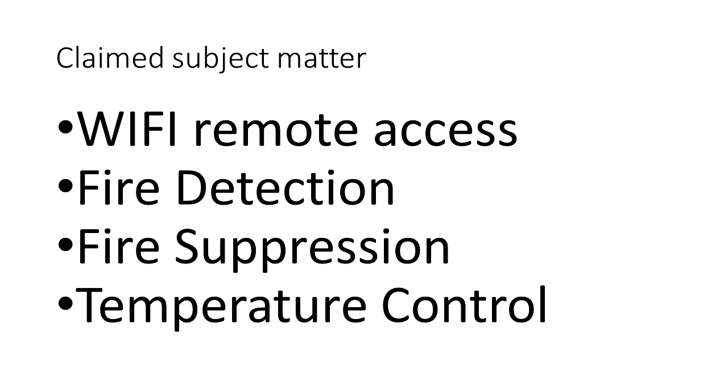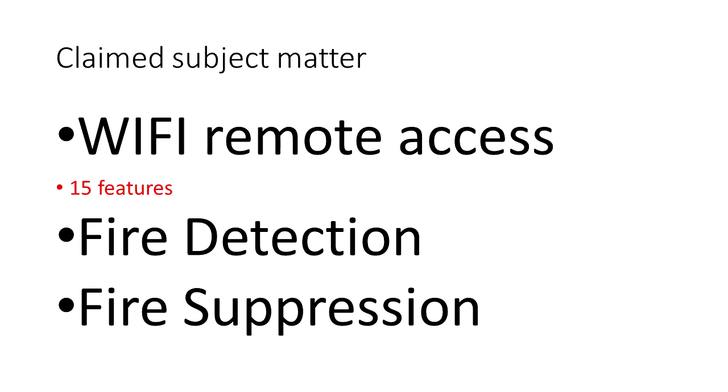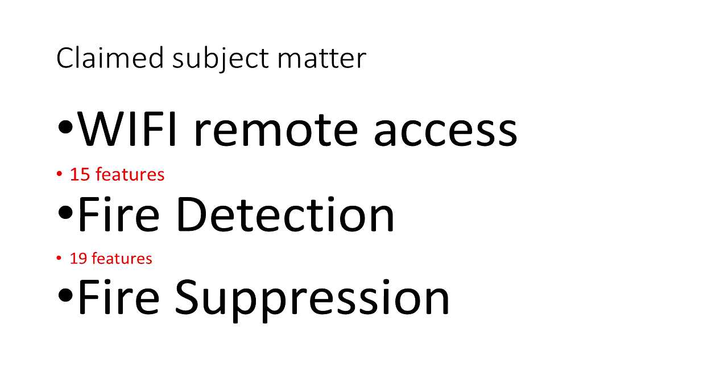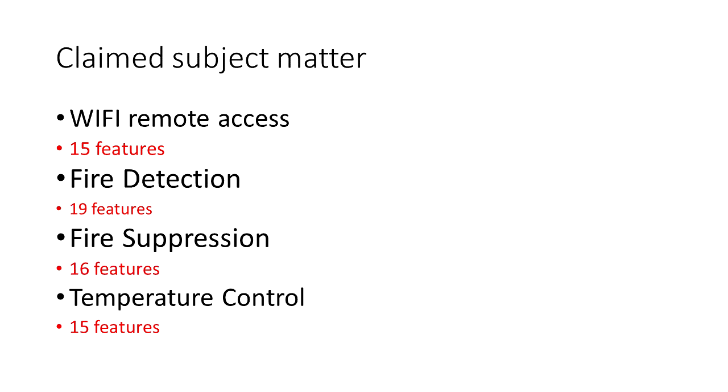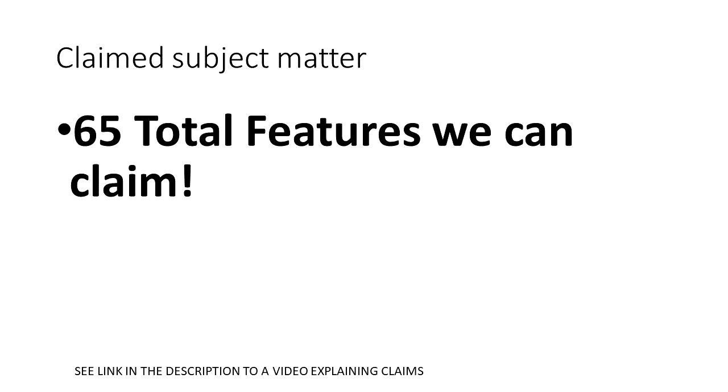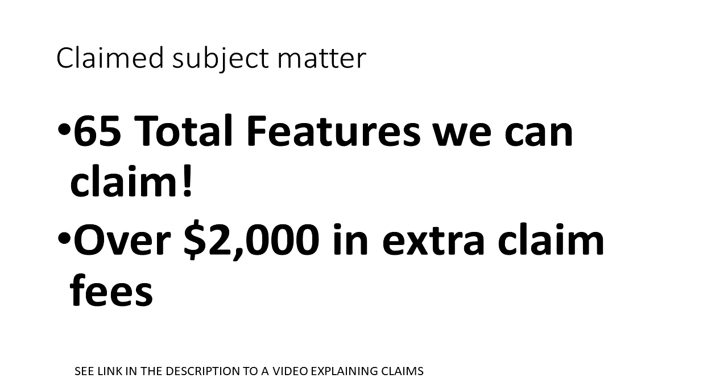Just to recap, we have multiple things that we can claim in each of these areas: Wi-Fi remote access, fire detection, fire suppression, and temperature control. For the sake of example, let's say we have 15 different features involving Wi-Fi remote access, 19 features for fire detection, 16 features for fire suppression, and 15 features for temperature control, giving us a total of 65 total features that we can claim. Now, if we do that, we are going to be paying over $2,000 in extra claim fees. Now, you might be saying, well, that's fine.